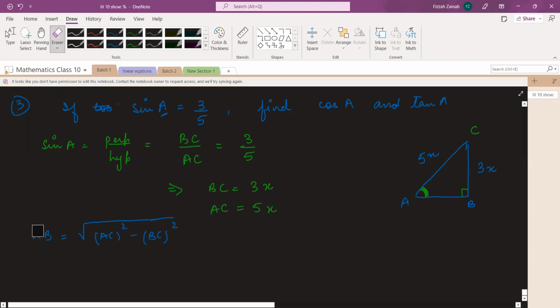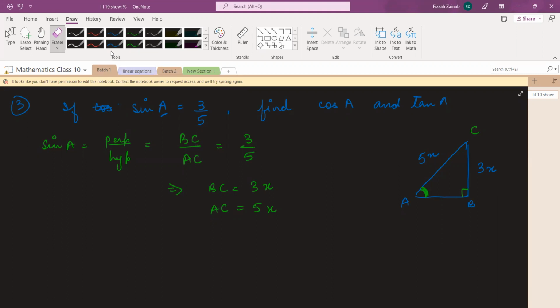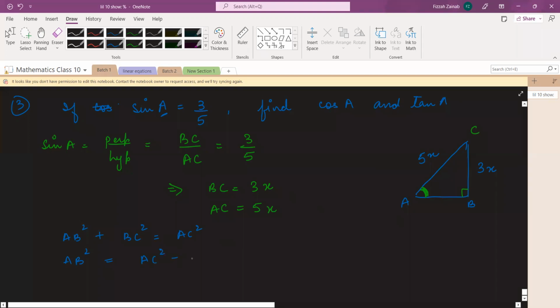Okay, let me write stepwise. Now, according to Pythagoras theorem, what happens? Your AB square plus BC square is equal to AC square, right? So AB you want to find, so keep it here. AB square will be AC square minus BC square, right? Now AC is 5x whole square minus BC is 3x whole square, right?